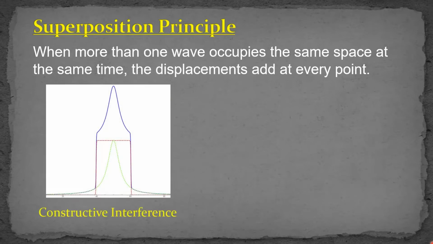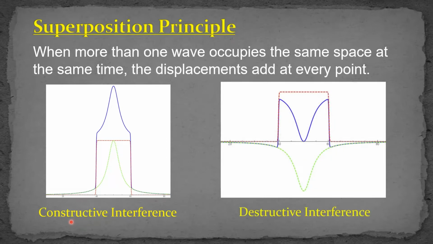When the two have the same sign, so they added together to give a larger net displacement, that's what we call constructive interference. When they had opposite sign, so their addition resulted in less displacement, that's known as destructive interference.